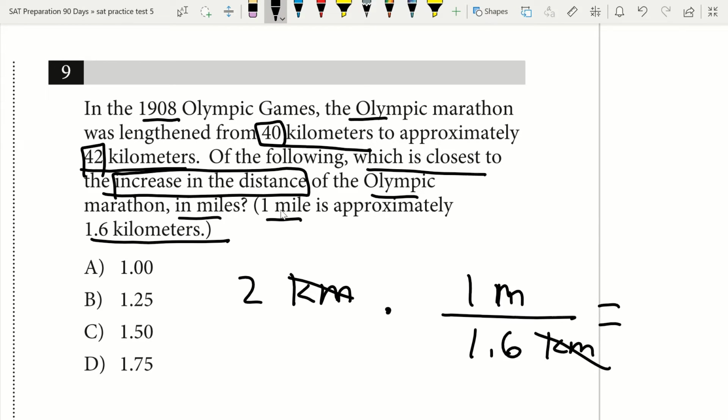I'll plug that into my calculator, and I see that I'm going to get 1.25 miles. So my correct answer will be 1.25, which will be answer choice B. So hopefully you can see how canceling units is going to help you make sure that you're doing the correct ratio and getting to that correct answer. So hopefully this video has helped.